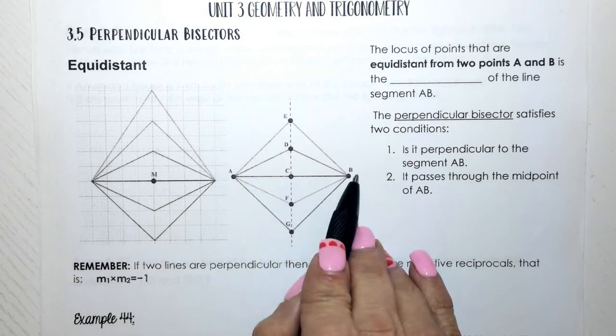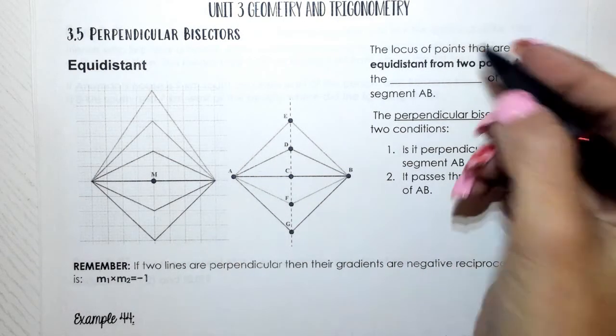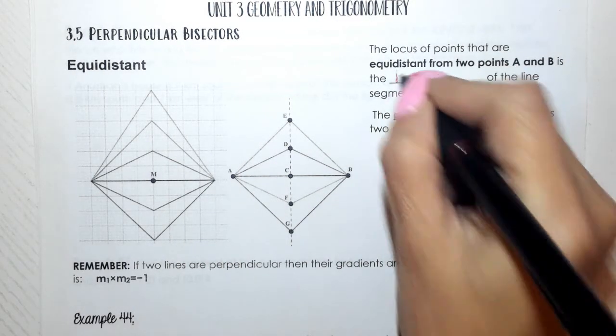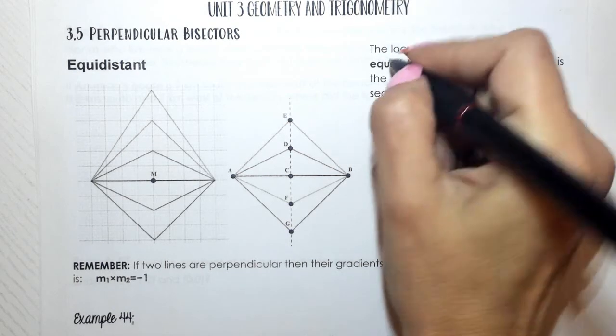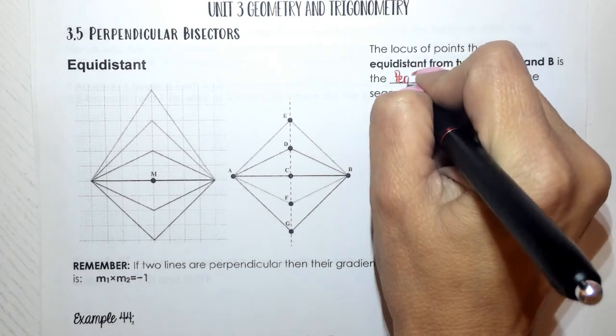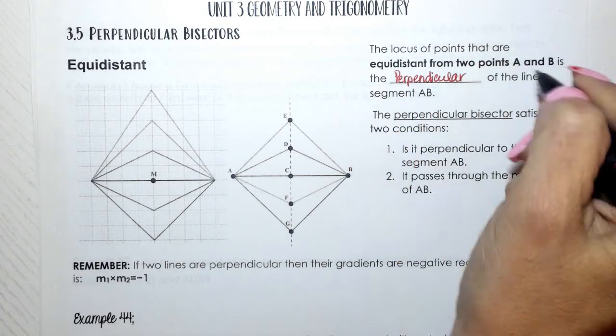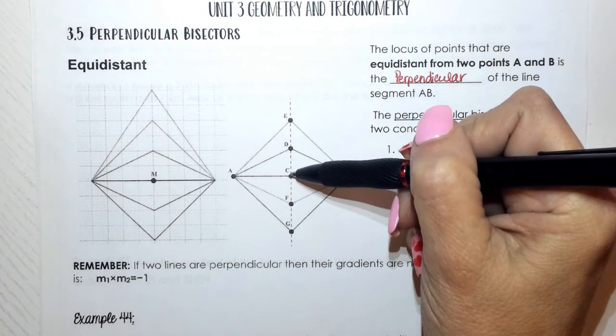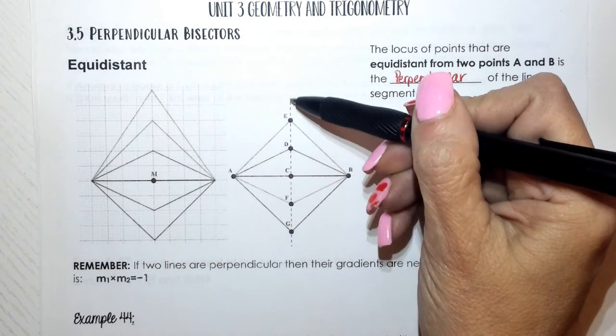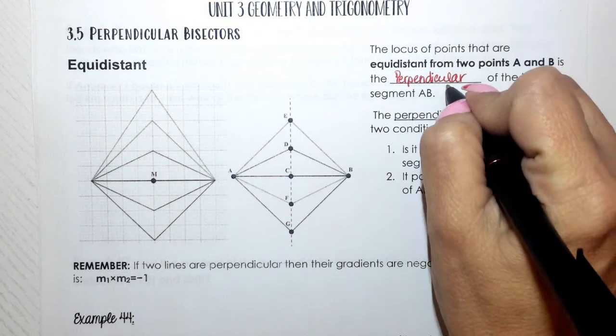So here's AB, and I want to say that the perpendicular of the line segment AB, and each of these points right here, oh, sorry, I forgot the word bisector.